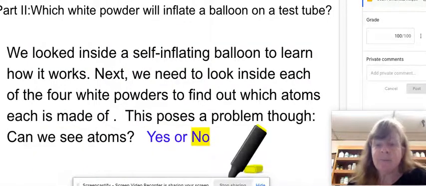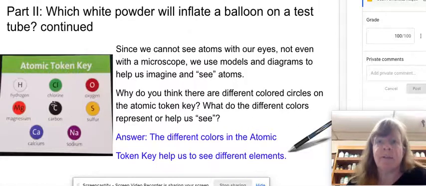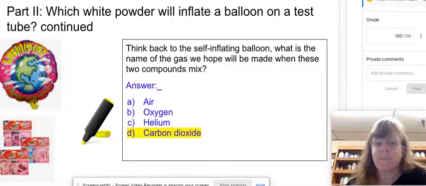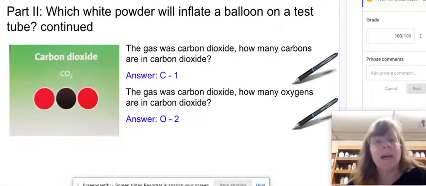We can't see atoms, but they are represented in this activity with different colors, right? This token key. Instead of using citric acid like in the self-inflating balloon, a simpler acid, hydrochloric acid made of hydrogen and chlorine, was used. And carbon dioxide gas. Remember, that's what's being formed inside of here. It's not air, it's not oxygen, it's not helium. This is not a regular balloon. This is being inflated by the carbon dioxide produced from the baking soda and the citric acid. Carbon dioxide is made of 1 carbon and 2 oxygens.